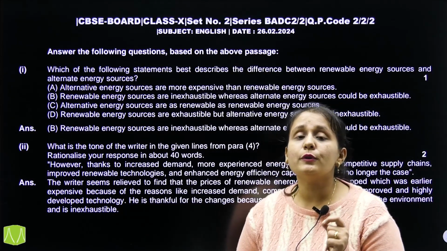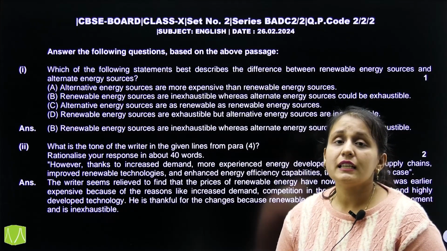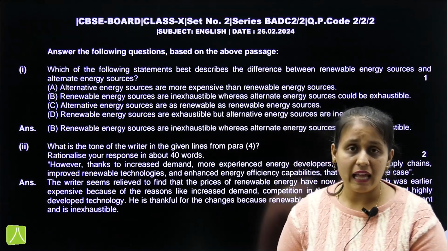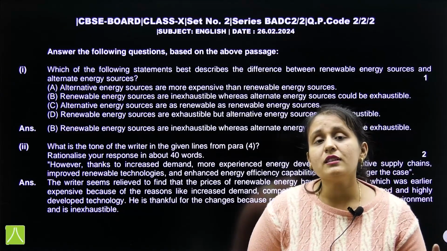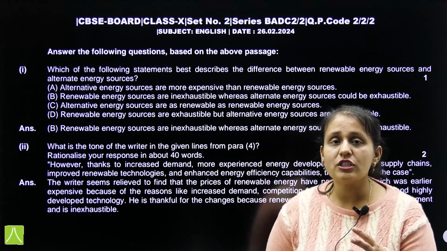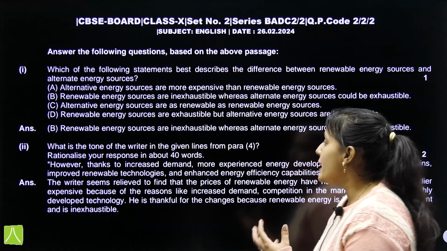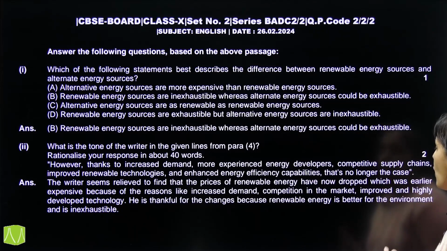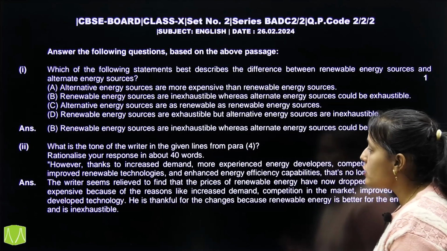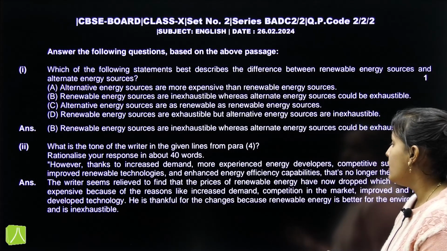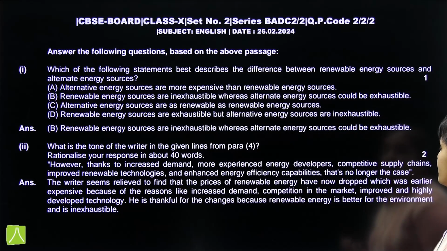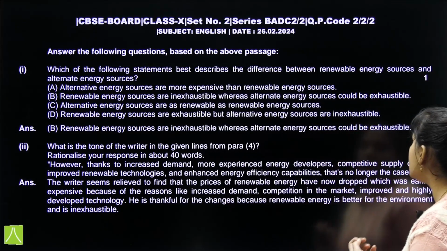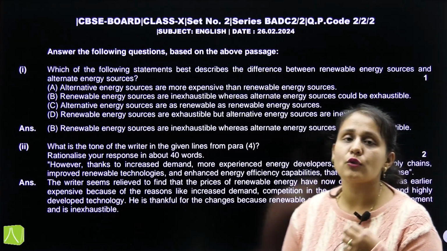The writer who wrote this particular passage, what does he want to tell you in this line? What is his tone? So, the answer is the writer seems relieved. Now he is relaxed, that before the sources were very costly, but due to the technology and due to people, now the prices are getting lower. He finds that the prices of renewable energy have now dropped, which was earlier expensive because of reasons like increased demand, competition in the market, improved and highly developed technologies. He is thankful for the changes because renewable energy is better for the environment and is inexhaustible.